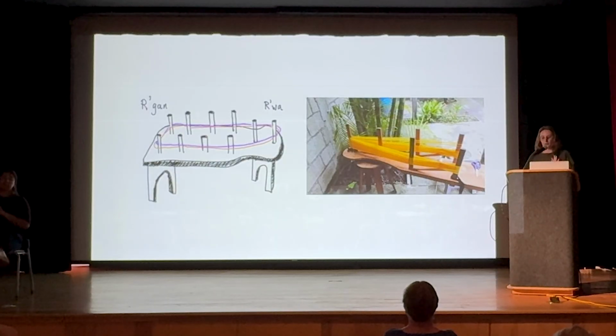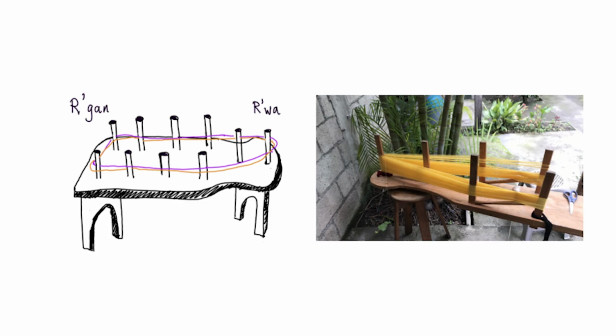And also, this is the Tzotzil warping board. The figure has a human-like shape to it, and the top, where the circle is, is called the head, and the bottom is called the foot in Tzotzil.